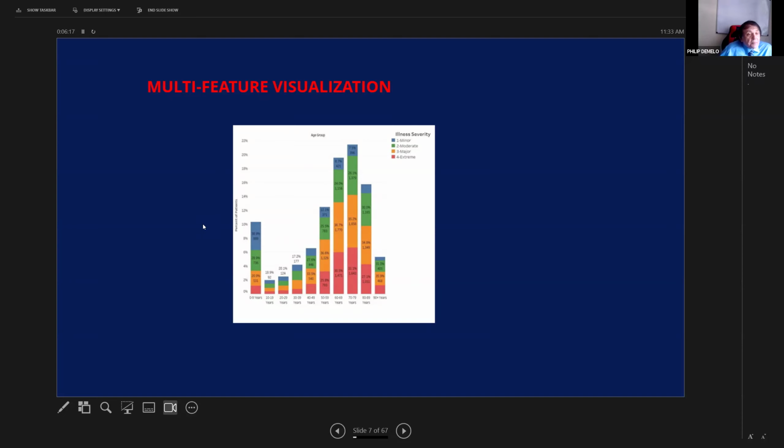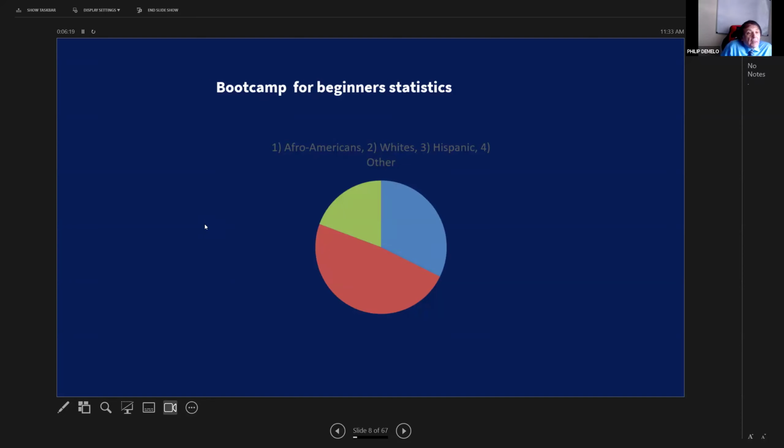Now, regarding the statistics of the trained students, about 73-74% were African American. Then we have whites, Hispanic, and other. We also had more students from China. So that is the spread of our students' statistics.